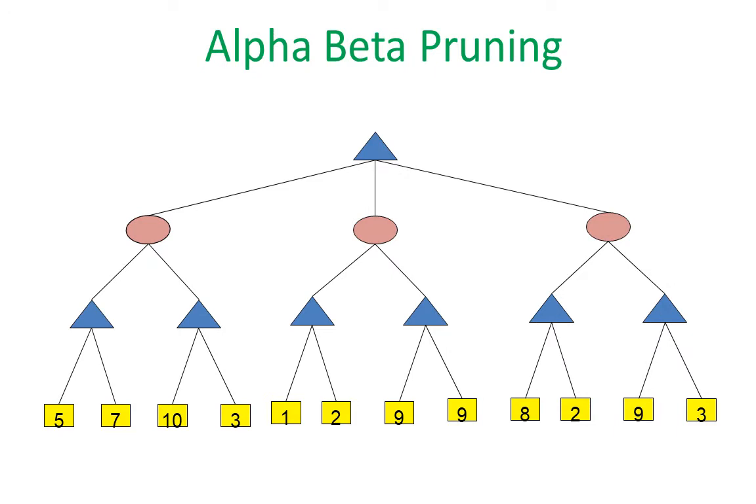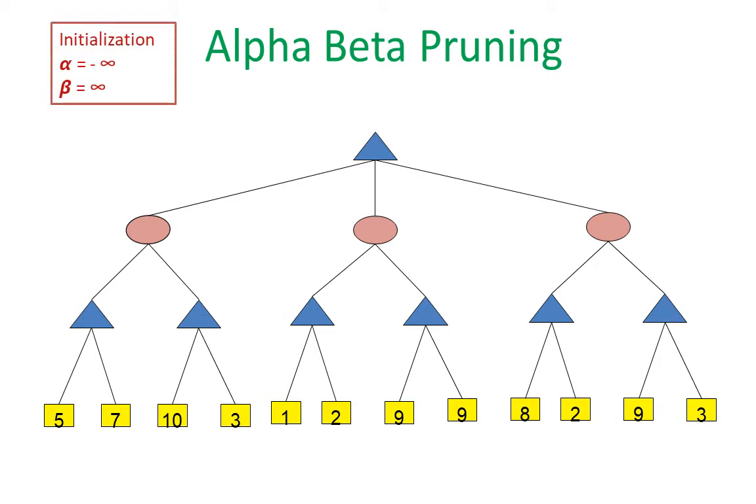Next comes alpha-beta pruning. In alpha-beta pruning, this is an optimization for the min-max algorithm. Here we can reduce the number of branches. The branch which is not leading to promising results, those branches are pruned.